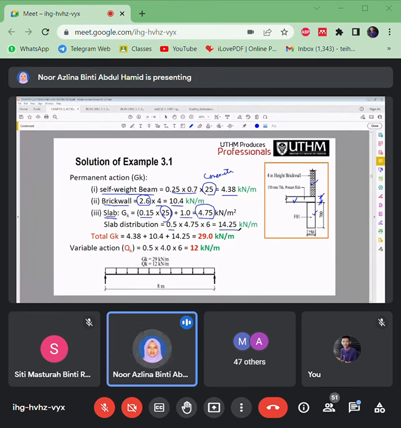You need to total all the weight here from the beams, from the brick walls, from the slab distributions, okay, which is 29. So that means GK is 29. QK also you have to divide by 2. Okay, dia punya distribution 0.5. Okay, apa ni, dia punya QK dia adalah 4, and then this is the LX.